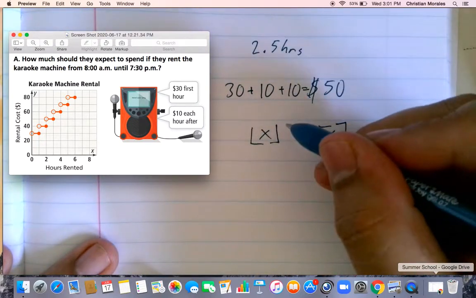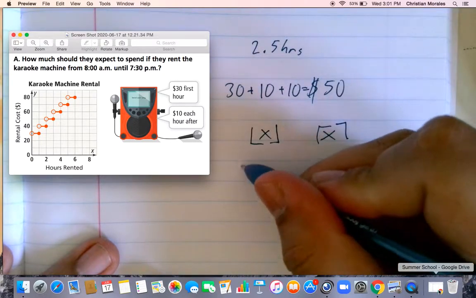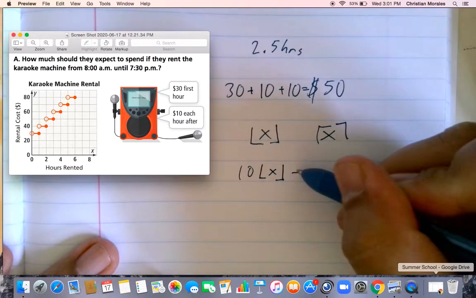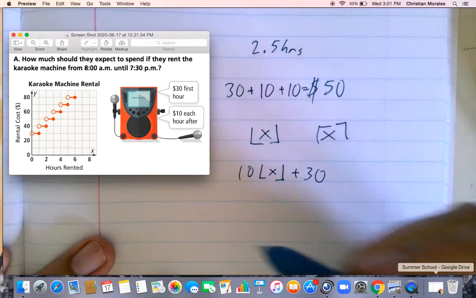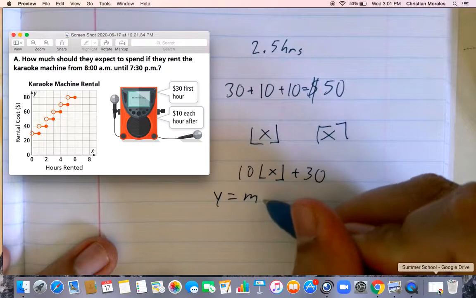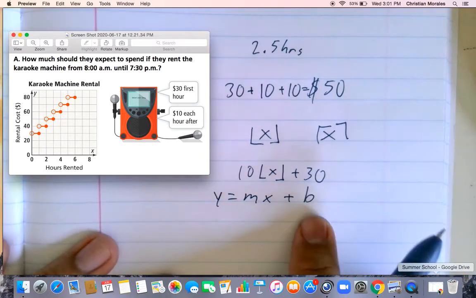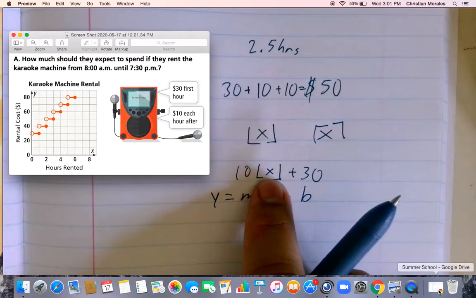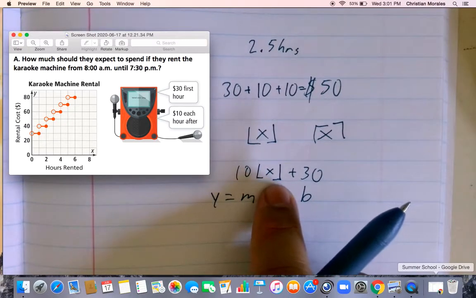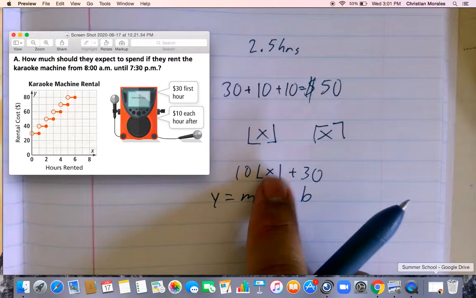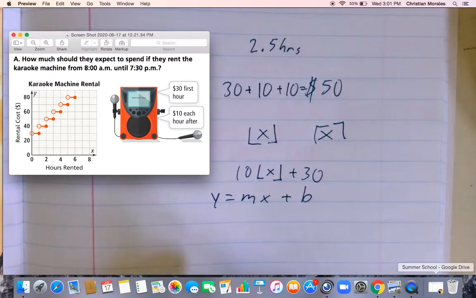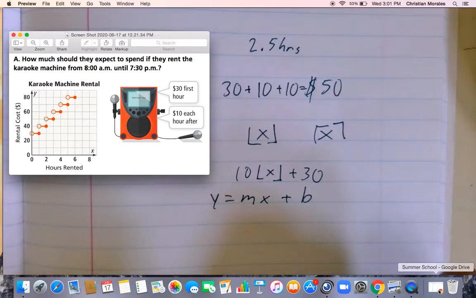So if you wrote a function for this, okay? $10 X plus 30. Now if you notice, I'm using y equals mx plus b. That's what I'm using. I'm just taking the number and I'm rounding it down. So 2.5 is really just going to be 2. So when I plug in that number in here, it's going to come out to 50 bucks. And that's kind of how the word problem works, okay?